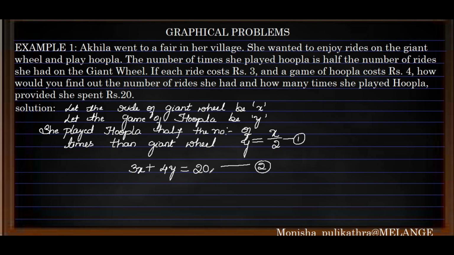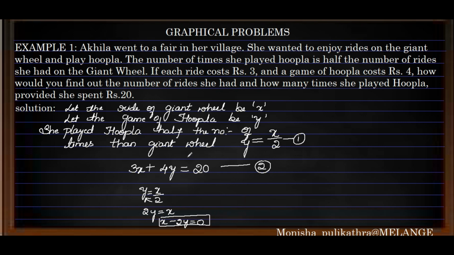Since it is a graphical representation problem, we first need to know, as in the previous discussion, whether it is a parallel graph, intersecting graph or coincident graph. How? I will tell you this. Equation 1 is y is equal to x by 2. We need to make it into the form of an equation. When we cross multiply, it becomes 2y is equal to x. So x minus 2y is equal to 0. This is one equation, x minus 2y is equal to 0.